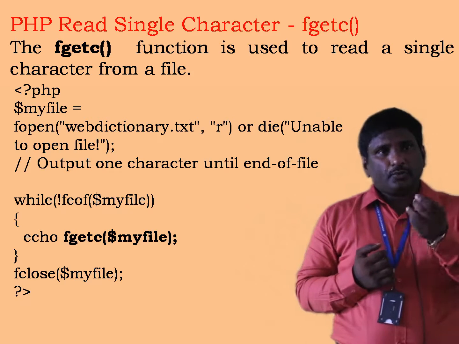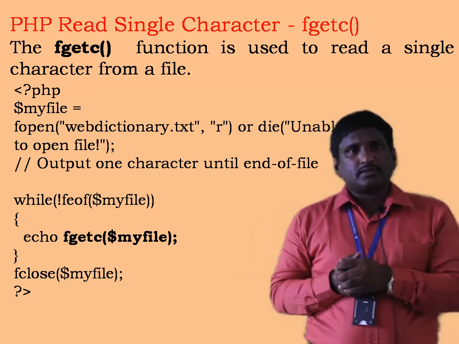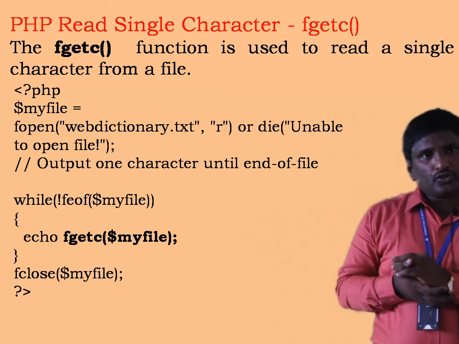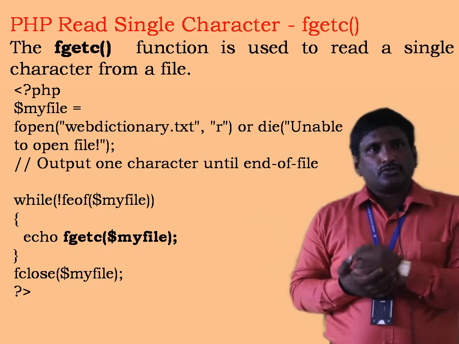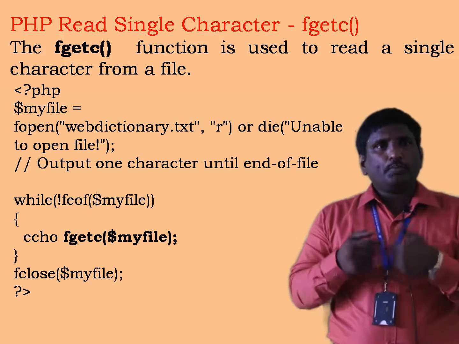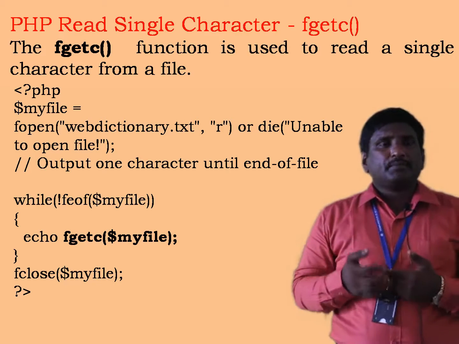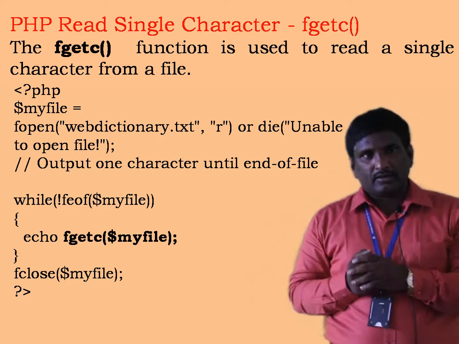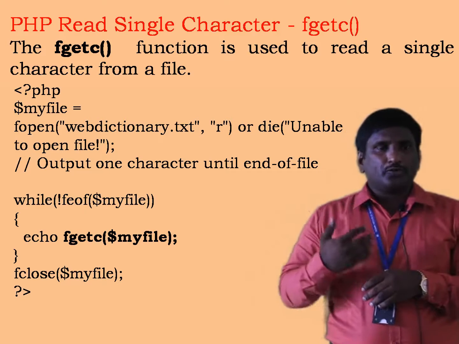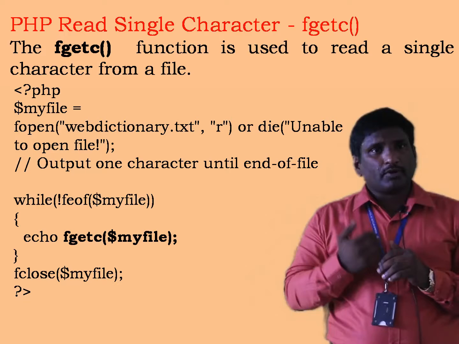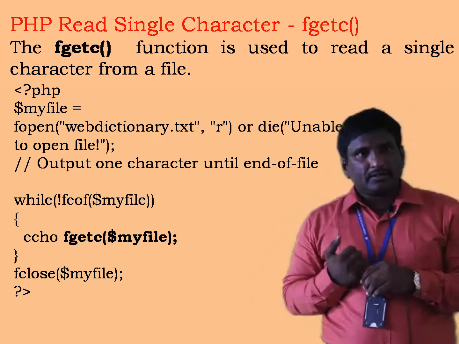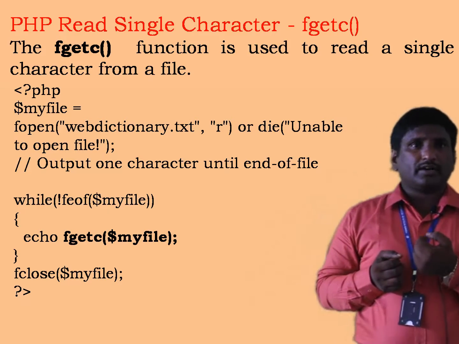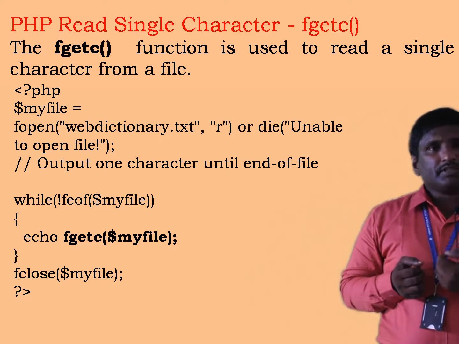I just need to open the file first, initially. After that, I need to check whether it is the end of the file or not. If it is not, that's what I have written in the while loop. By using looping, I am reading the content from the webdictionary.txt file. Character by character it is going to be displayed as it is read from the webdictionary.txt. So in this way we are reading character by character from the file.